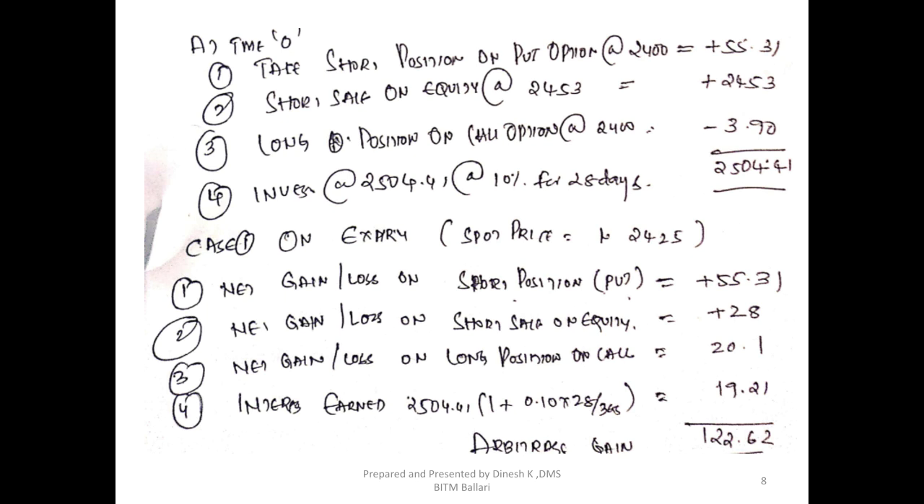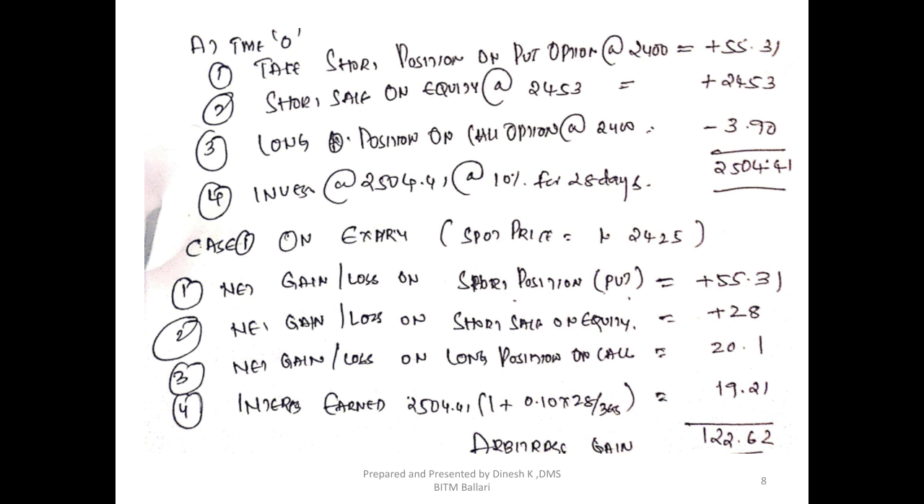Here in case 1, we are given the spot price on the 28th day, the date of expiry, as 2425, right? I'm not taking the strike price because it is very specifically given to take 2425 into consideration. That is case 1 and case 2. So I will evaluate my gain or loss. First, I have taken a short position on a put option at 2400, right? Today, on the 28th day, if it is 2425, right?